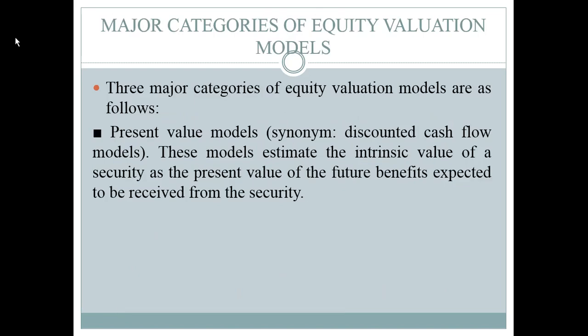And then we're going to talk about the major categories of equity valuation models. So the first one is the present value model. Basically the present value model is also known as the discounted cash flows. What you do is you discount all the future benefits expected to be received from the security. So all the future cash flows that are expected to be received from the security, they are then discounted to find the present value today. That is to determine the price of that security today.